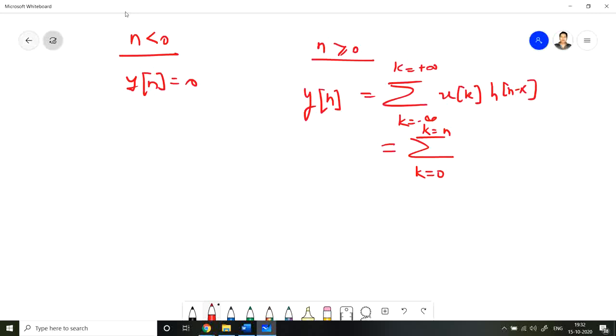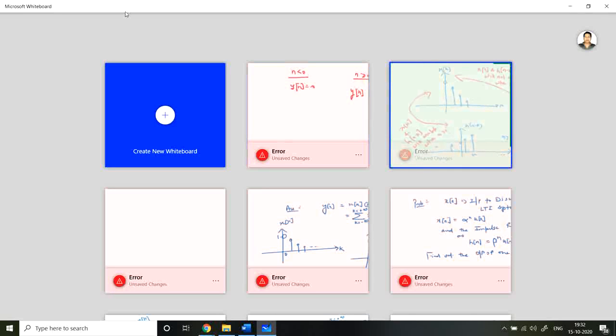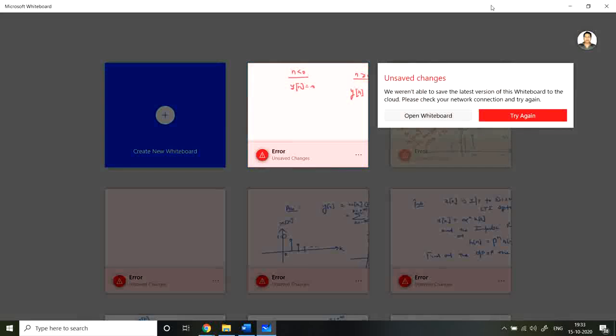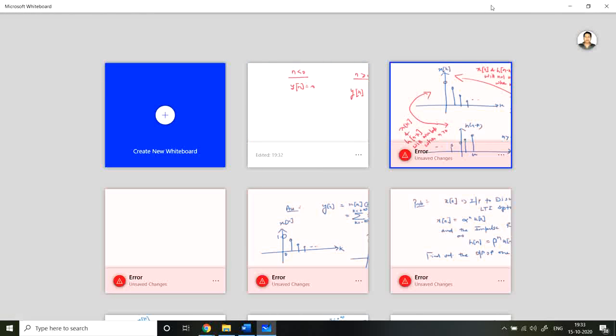If we see from the previous graph, we can easily find out that the overlapping points are from k equals 0 to k equals n. Okay, so the overlapping points are from k equals 0 to k equals n.